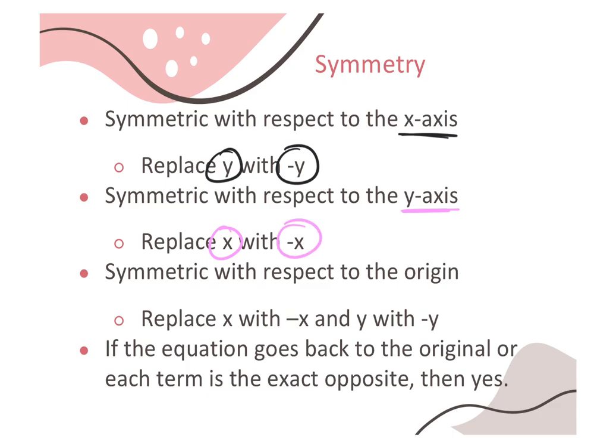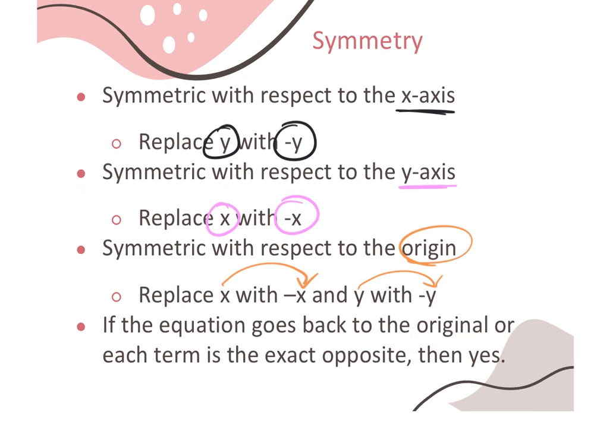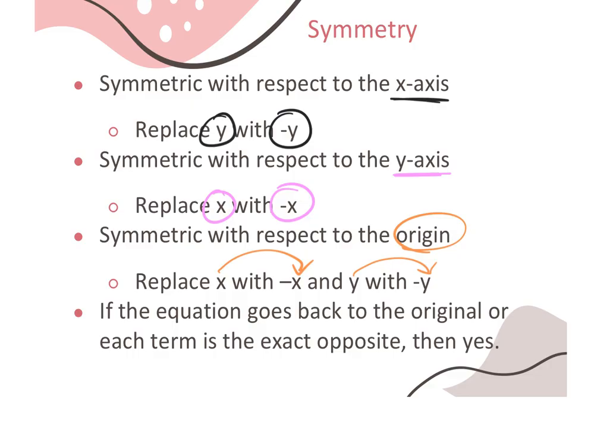And if we are testing for the origin, we do both. Origin, x gets replaced with negative x, y gets replaced with negative y. In all three cases, you want to simplify your equation and then check for the following. If the equation goes back to the original, so it equals what you were given, or each term is the exact opposite, then that passes.